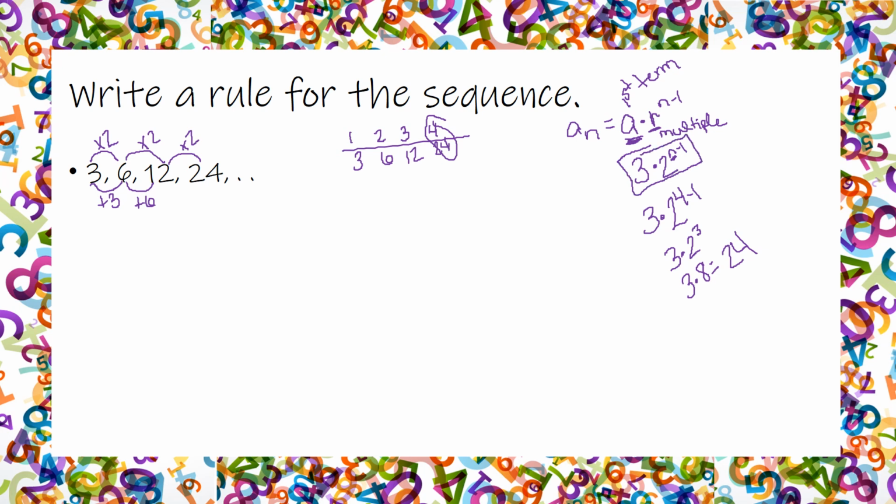So that works out. So our rule for this sequence is 3, which is our first term, times 2, which is what we're multiplying by, raised to the n minus 1. And n minus 1 is what you will always have as that exponent. So the first term times the multiple.